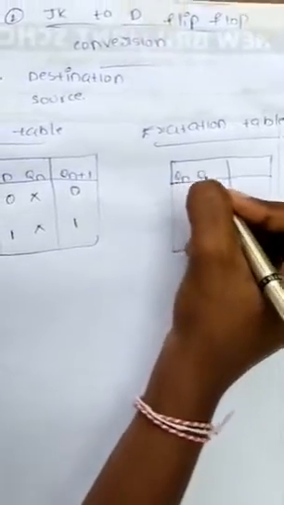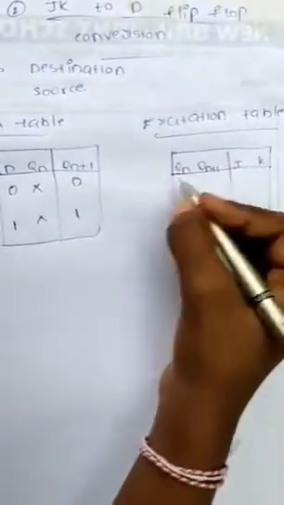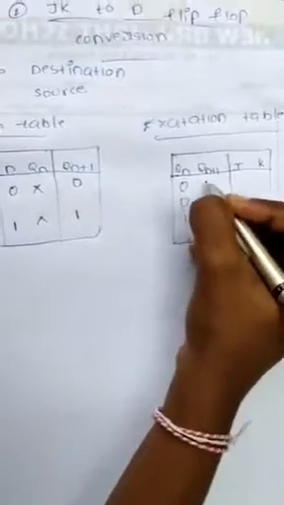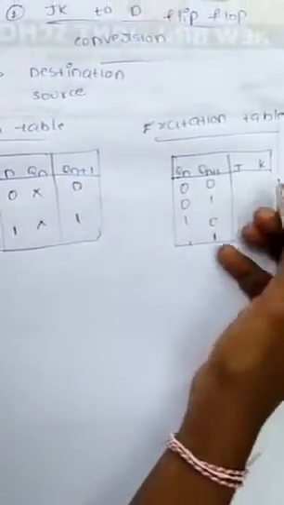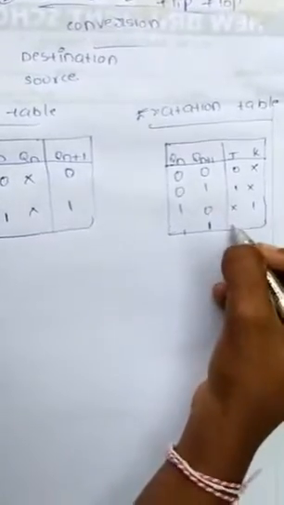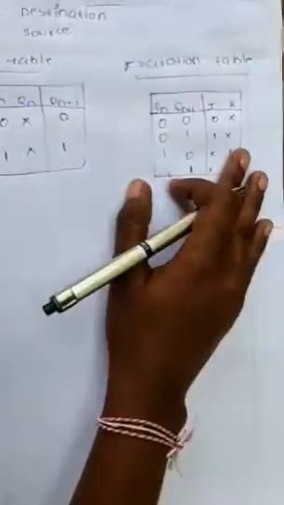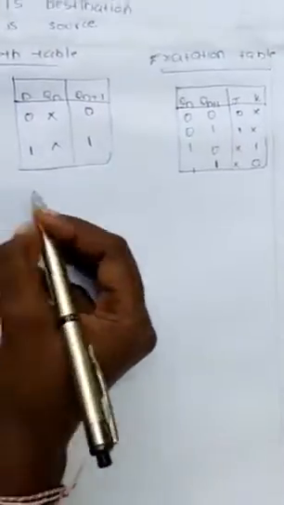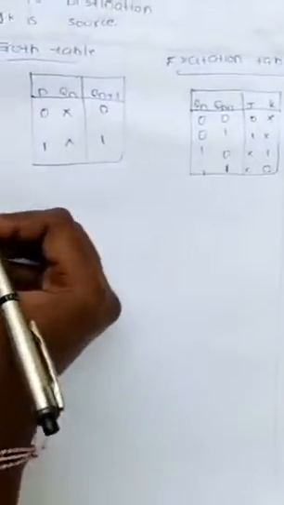Q of n plus 1, JK. So 0 0 1 1 0 1 0 1 0, don't care, 1 don't care 1 don't care 0. Okay, 0 don't care 0. So this excitation table will be completed. Next we go for the combination of truth table and excitation table. Draw.